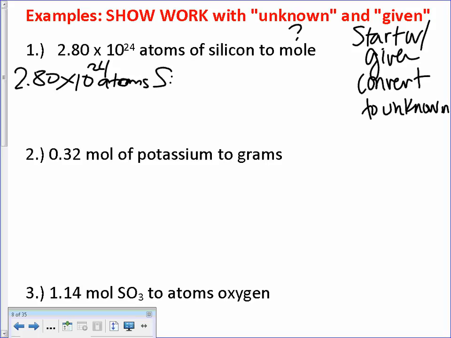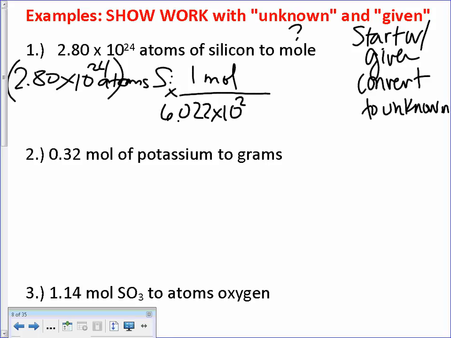You have to write down what you're referring to. Sometimes we're going to change identities, like we might change from sulfur trioxide to just oxygen. So it's very important to write down atoms of Si there, okay? So this is one big number, I understand. But we want to convert to what unit? Moles, right? So that unit must go where? On the top of the fraction. So remember, it's always 1 mole. 1 always goes with a mole in your conversion process. So 1 mole is equal to how many atoms? Shout it out. Yep, 6.022 times 10 to the 23rd atoms.